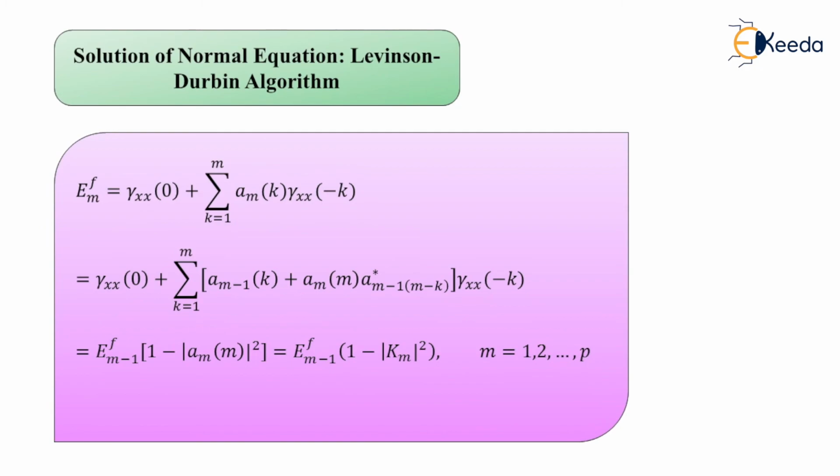Since the reflection coefficients satisfy the property that the mod of the reflection coefficient capital K is less than or equal to 1, the minimum mean square error, that is MMSE, for the sequence of the predictors satisfies the condition provided as capital E suffix 0 to the power f greater than or equal to capital E suffix 1 to the power f, that is greater than or equal to capital E suffix 2 to the power f, greater than or equal to, likewise, greater than or equal to the capital E suffix p to the power f here.